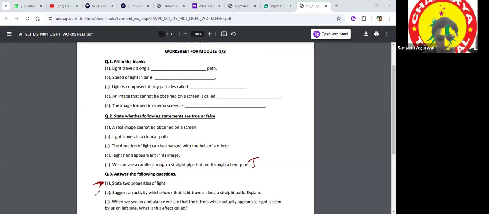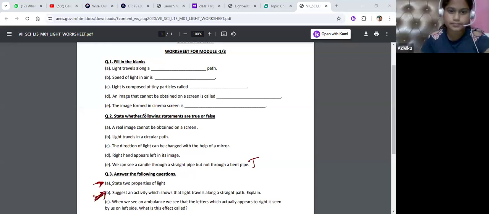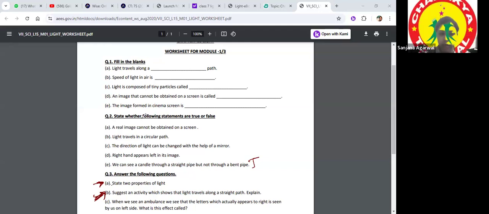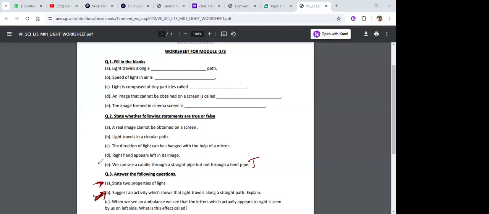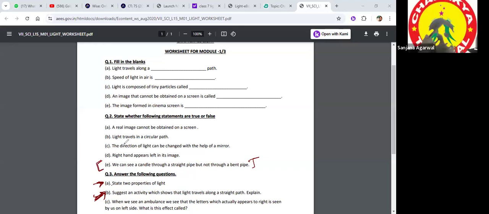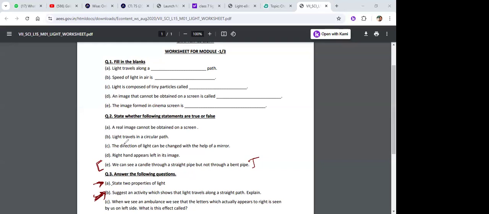Next, suggest an activity which shows that light travels along a straight line path. Any idea by what activity we can show this? Ma'am, we can light a candle and put a straw in a straight way and in a bent way. So we can see the light clearly through the straight straw. But when we bend it, the light stops at a single point.